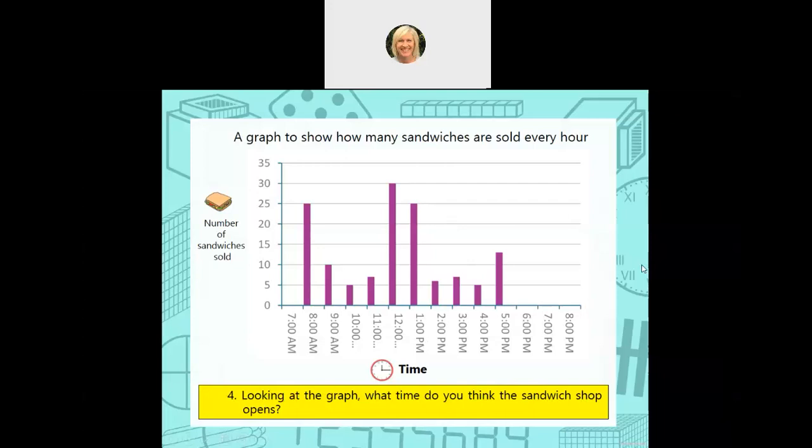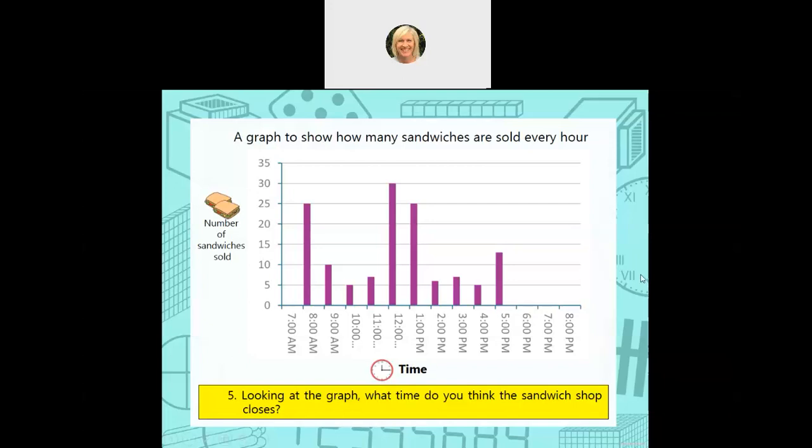Question 4. We're still looking at the same information. It's how many sandwiches are sold every hour in a sandwich shop. Question 4 is asking us, looking at the graph, what time do you think the sandwich shop opens? See if you can work that out. Write down question 4 and your answer. Make sure your eyes are going to this x-axis, which is talking about time.